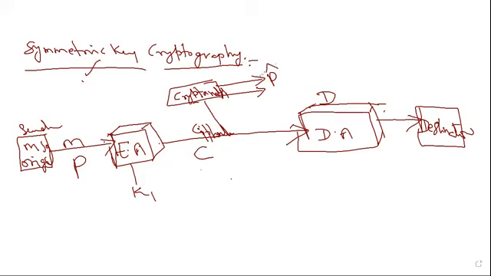I put a hat on P because he may or may not succeed in that process. Sometimes he may get the original message, in which case he says that message is P, but most of the times he may fail. That's why instead of P, I represented P-hat. He is also concentrating on the key, but that key may not be suitable.